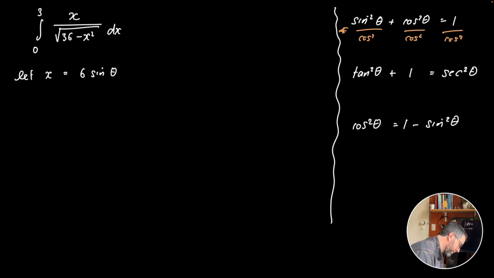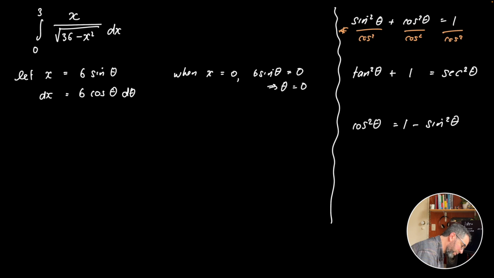Okay, and then we'll have some various consequences of that to process, but in particular we're going to have that dx will therefore be 6 times cosine theta, sine differentiates to cosine, d theta. So we'll need to put that in with our substitution as well. Also, when x equals 0, we have 6 sine theta equals 0, which implies that theta also equals 0.